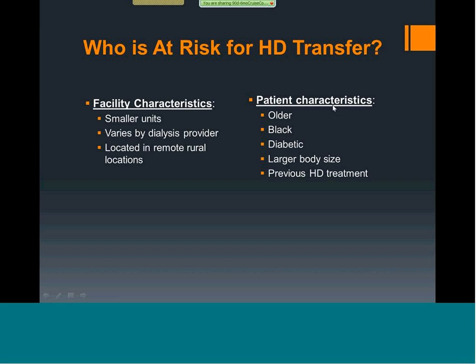The patients that are more likely to transfer to hemodialysis are those that are older, that are black, that are diabetic, that are of larger body size, or that have been treated with hemodialysis previously. The point of showing the slide about which patient characteristics are associated with higher risk for transfer doesn't mean that these patients are poor candidates for PD. They are not. They are as good, in my mind, candidates for PD as the younger individual.